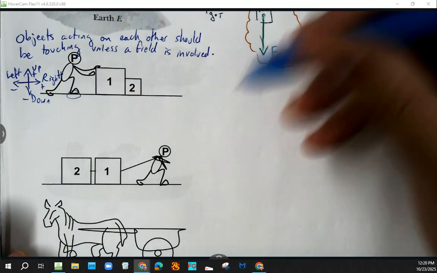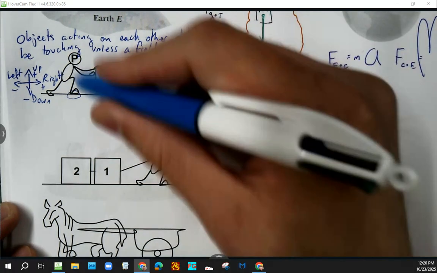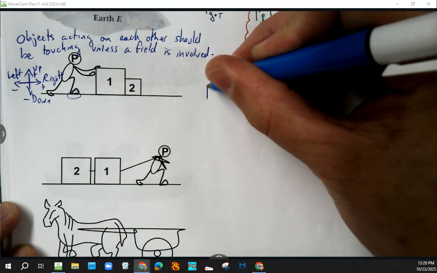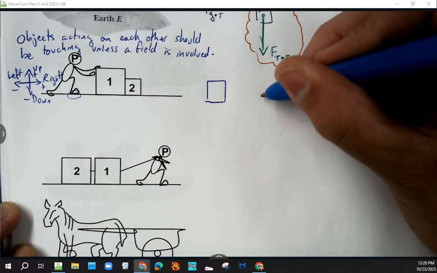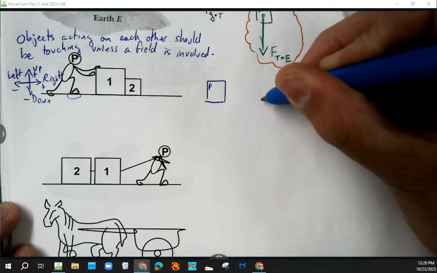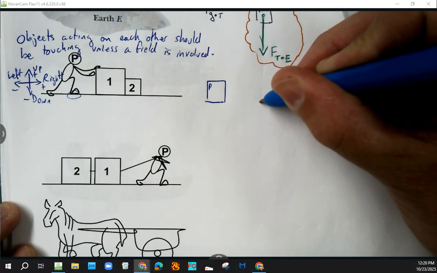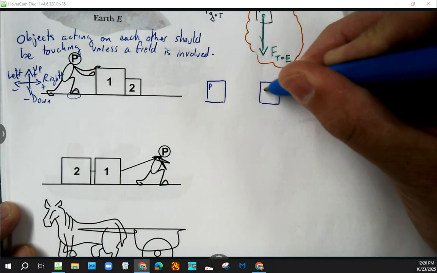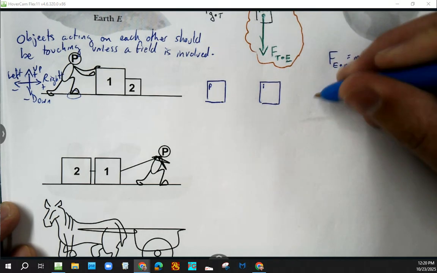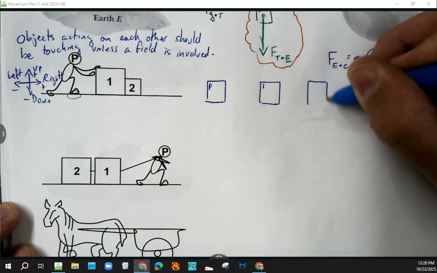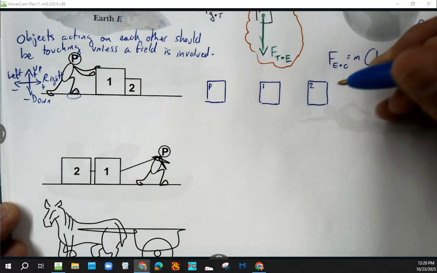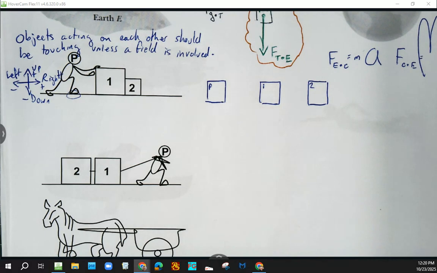But if I wanted to draw a free body diagram for this situation, or a series of free body diagrams, I might have a free body diagram for the person. P stands for person, by the way. I might have a free body diagram for box 1. I'm labeling it box 1. For box 2, this is a person pushing on a crate that's butting up against another crate. So box 1 butting up against box 2. And if I do a free body diagram for these things, I think I'm going to start with box 1.